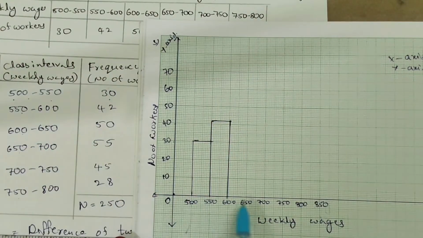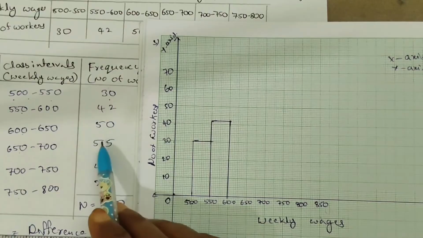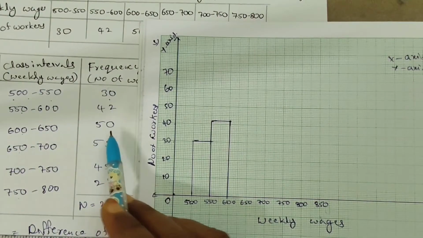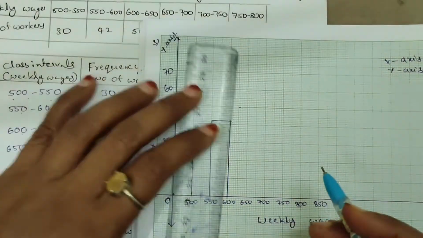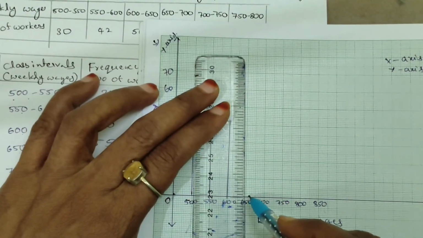Next, the third one is 600 to 650 on the x-axis. Here 50 is the frequency on the y-axis. The x-axis is 600 to 650. Now join these lines.